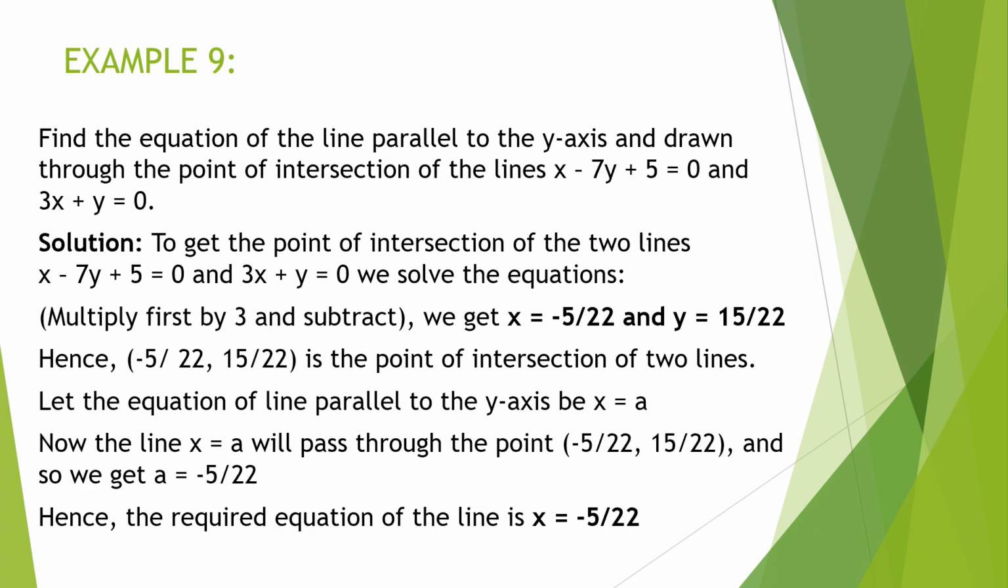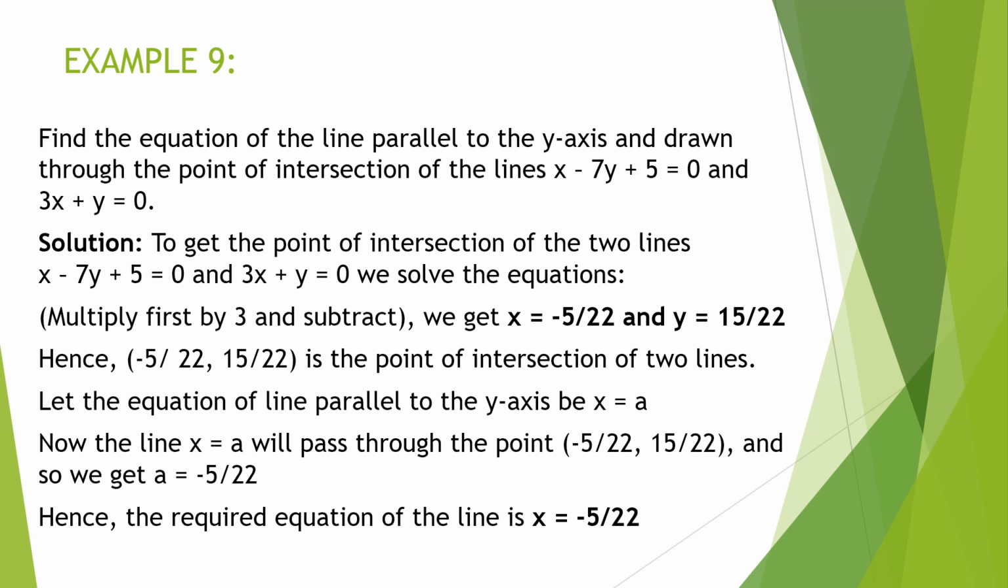Next example. Find the equation of the line parallel to the y-axis and drawn through the point of intersection of the lines x minus 7y plus 5 equal to 0 and 3x plus y equal to 0. So what we have to find is the equation of a line which is parallel to the y-axis. First, it is parallel to the y-axis, and second, it is drawn through the point of intersection of the two given lines.